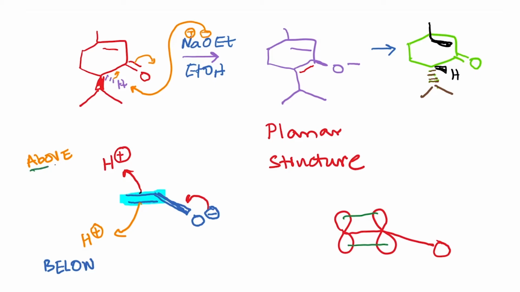So if it reacts from above, the hydrogen would be above. That's this product. And if it reacts from below, that is, if the proton is added from the face below, then you're going to get back the starting material. So as you can see, these two compounds are actually enantiomers of each other. And so you will have a racemization that happens.